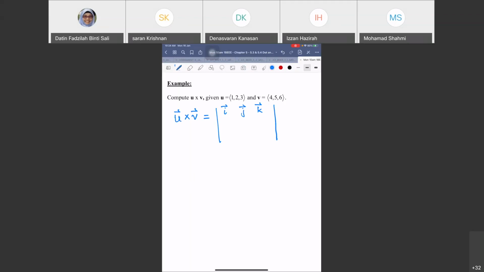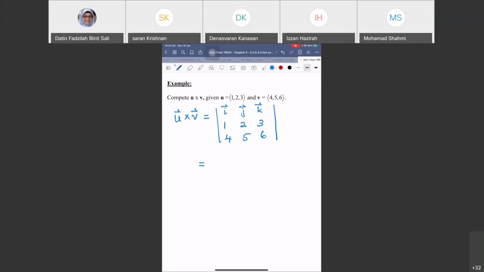So in the second row you will put your vector U components. That means it's 1, 2, 3. That's the second row. The first row is always your unit vectors i, j, k. So the second row is 1, 2, 3, and the last row in this case is 4, 5, 6. Okay, so you are going to find the determinant, like finding the determinant of a 3 by 3.